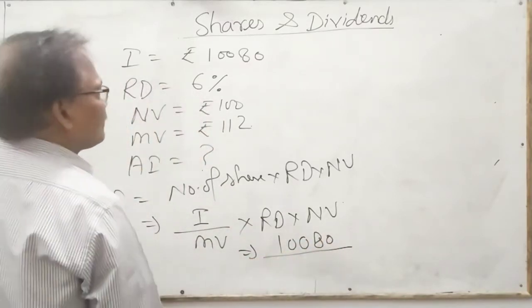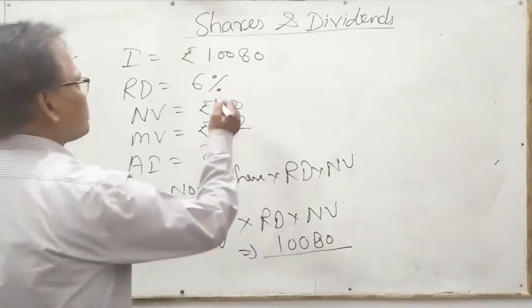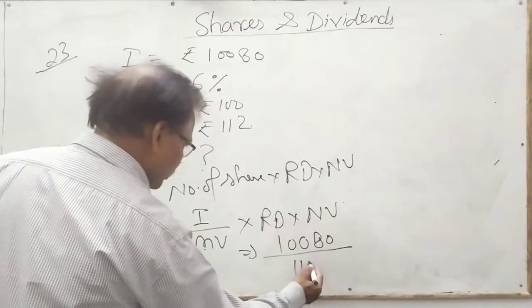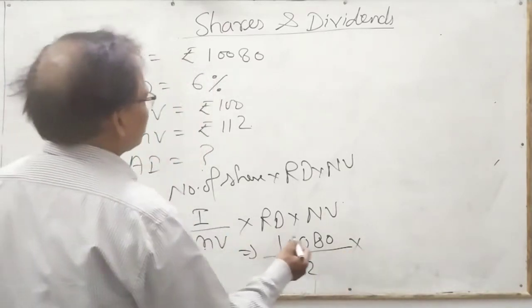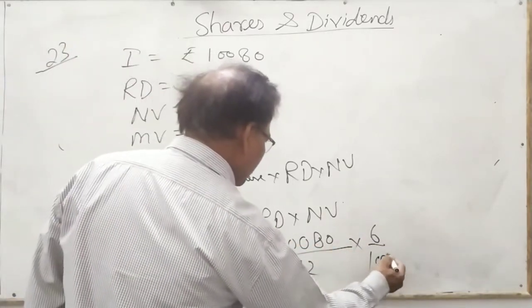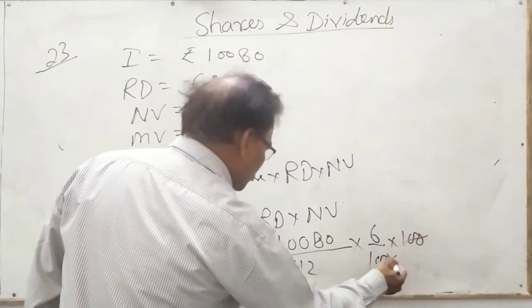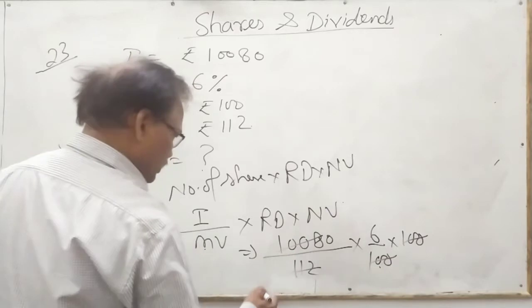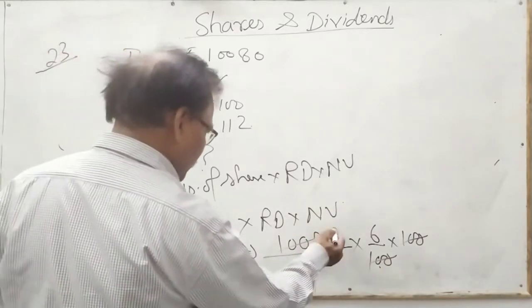and MV is 112. RD is 6% and this is 100. When you simplify, what you will get? This is the 112 into 9 means 90.